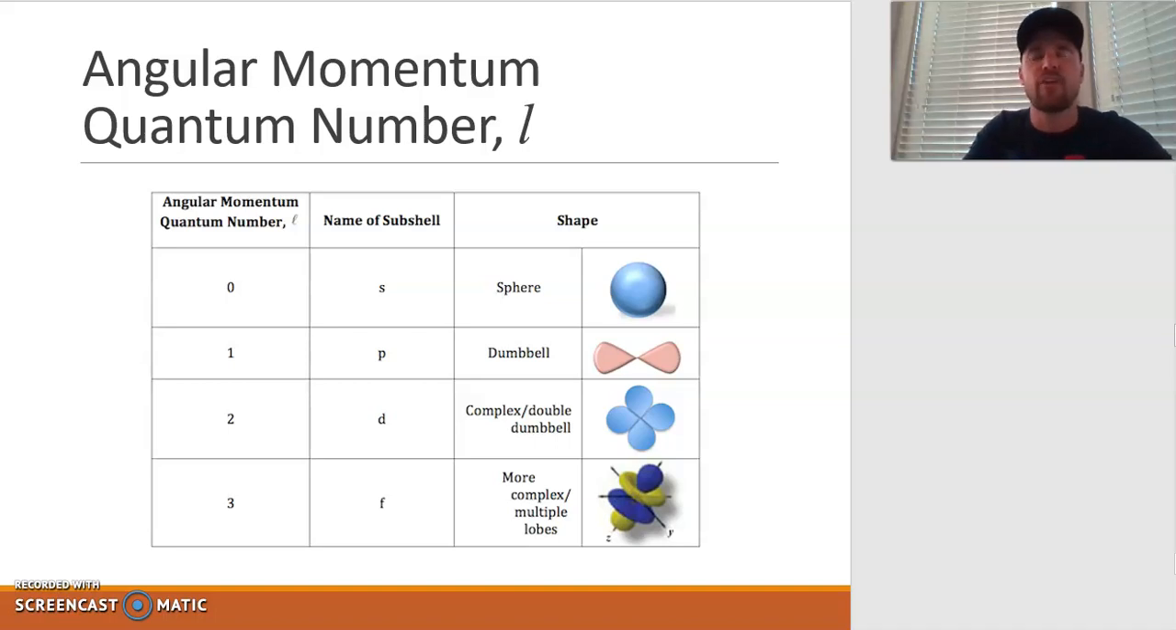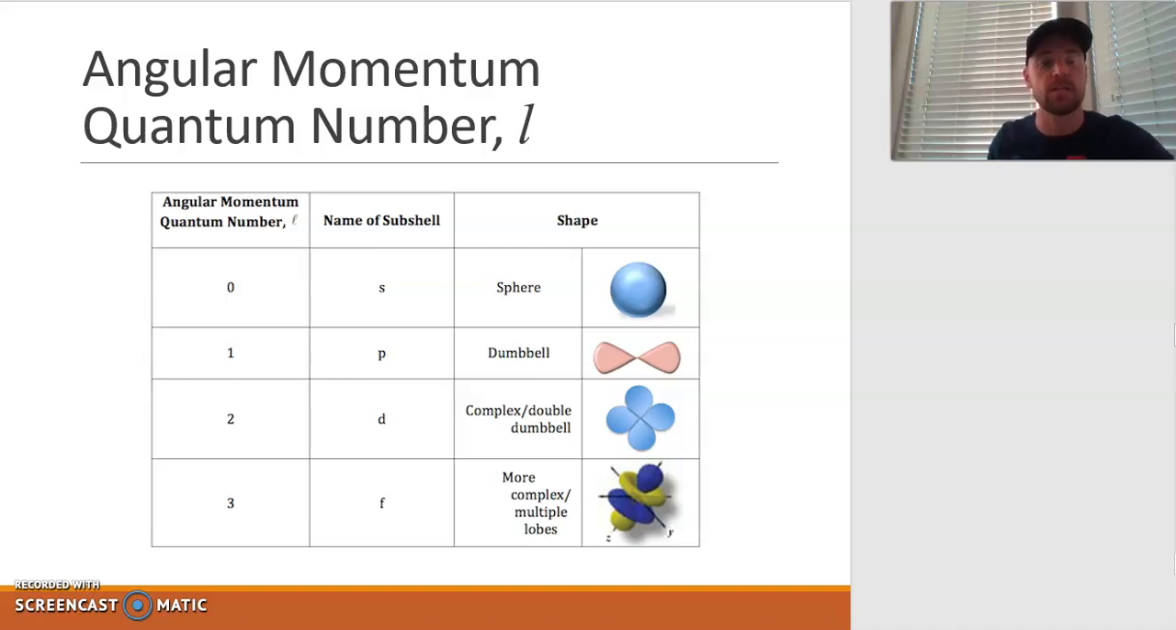Picking up where we left off, we were talking about the quantum numbers, and we left off with the second quantum number, which was the angular momentum quantum number, or letter L. And as a reminder, the letter L told us what shape the atomic orbital would be. If the value of L was zero, this would correspond to the S shape, which would be a sphere.